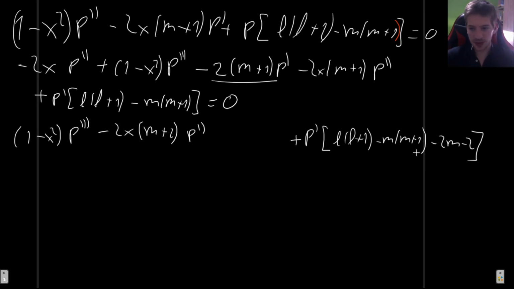And what happens with this? Well, l plus 1 is going to be the same, but here we have minus m squared minus m, and then we have minus 2m minus 2. Now we can factor this out actually. Well, there's several ways to do it, but you're going to see this is just minus m plus 2 times m plus 1. Right?